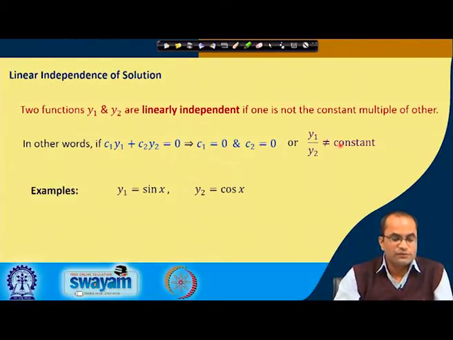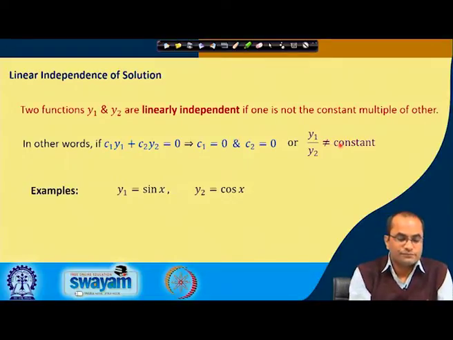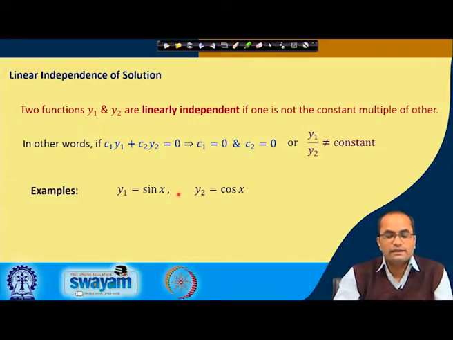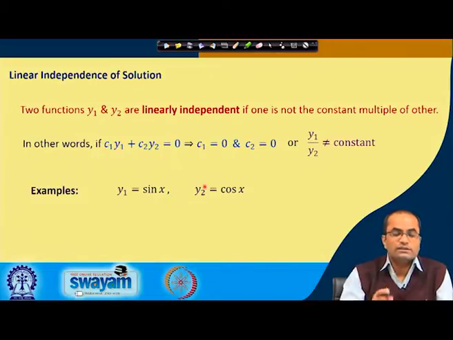So, some examples of linear dependence. For example, sin x and cos x: when you divide y1 by y2 we get tan x, which is not constant. So sin x and cos x are linearly independent functions.